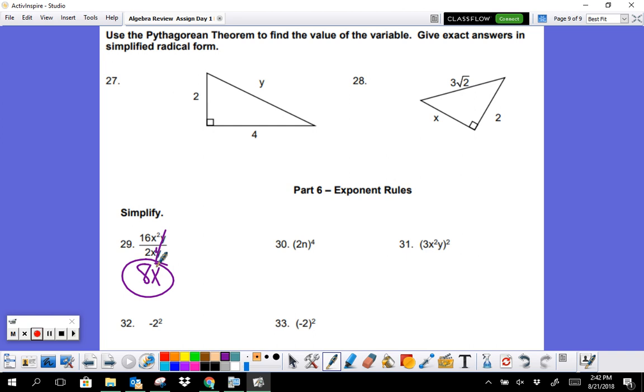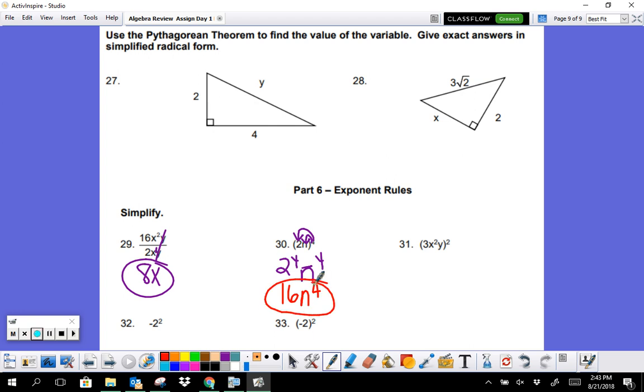Number 30, I need to take this little 4 and put it on the 2 and put it on the n. Remember, that's 2 to the 4th power. That's not 2 times 4. And then I would have n to the 4th. So 2 to the 4th power, that's 16 n to the 4th.